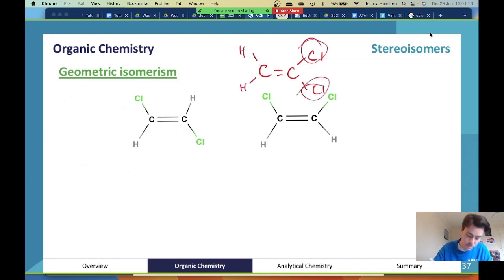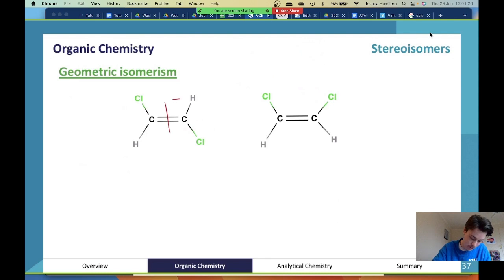These are two functional groups on the same side. This is not going to have geometric isomers. They have to be on different sides. As you can see here, they're on different sides in both cases. Now, what's really important about this is it doesn't just have to be a functional group. It just cannot be a hydrogen.